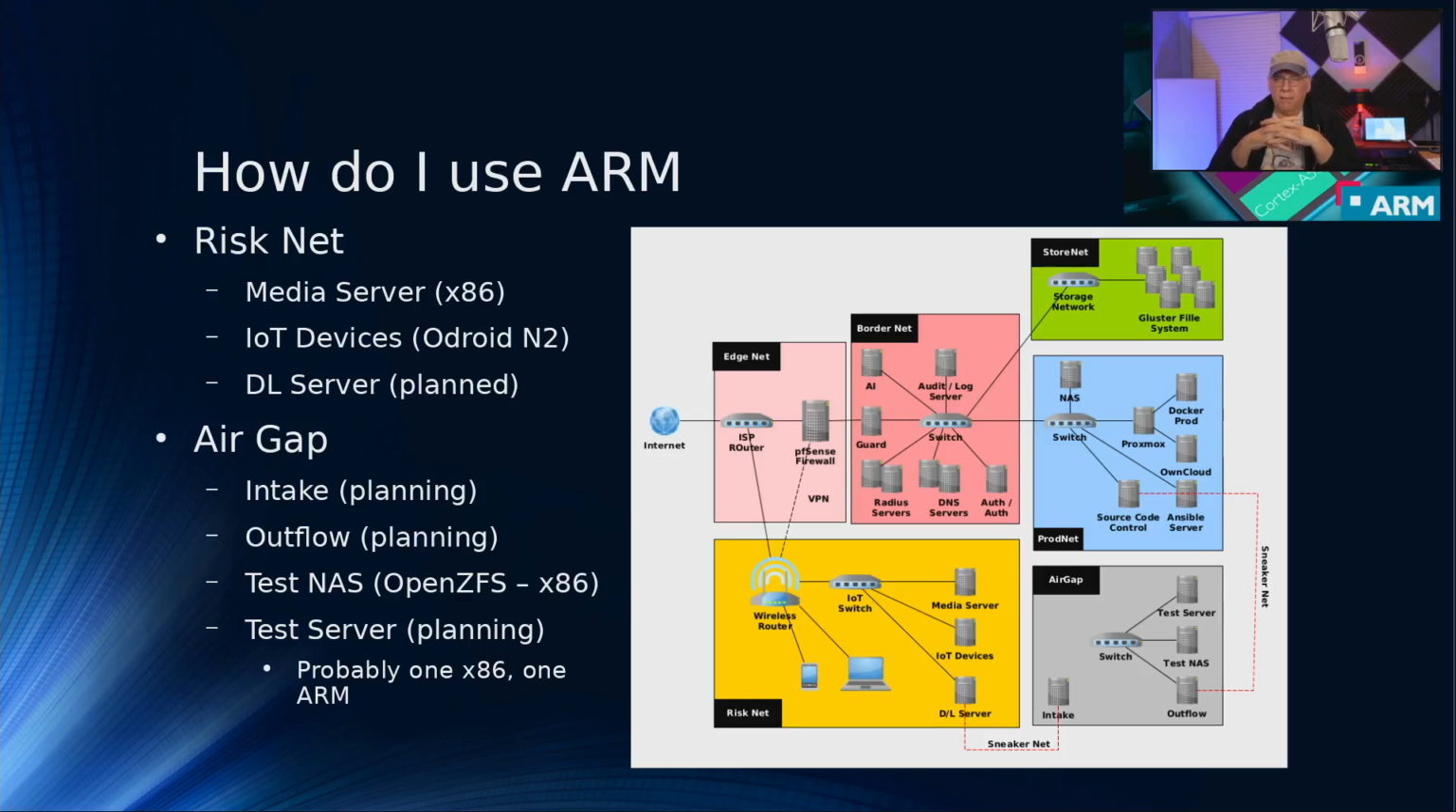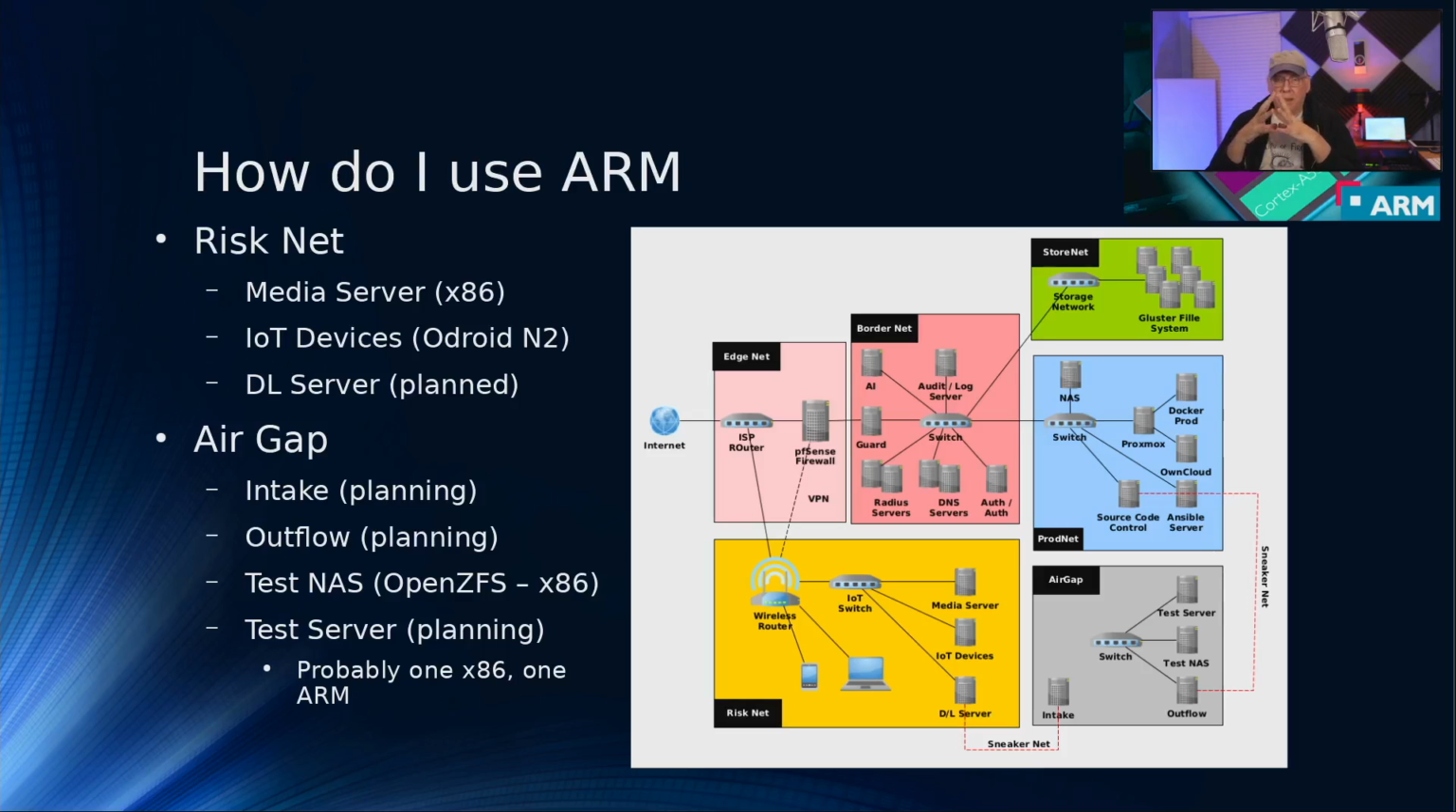Outflow is a server that, once you're satisfied with it, the test is everything is working, then you go to the outflow, you pick that back up, and then you carry it up and put it in your software control system, and then let Ansible disperse it from there. So that's the plan anyway.